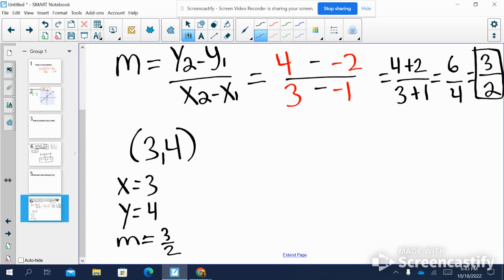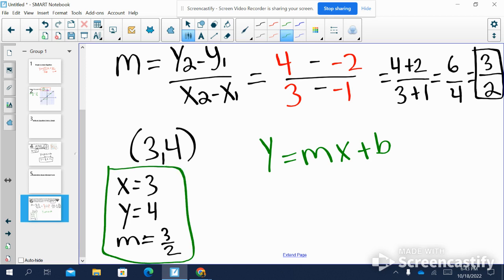Let's write the slope-intercept form. The slope-intercept form is y equals mx plus b. We're trying to find the y-intercept. That means we need to find the b. So in order to find the b, we need to know what the x, the y, and the m are. But we do know that from over here on the left. So I'm just going to substitute in the correct numbers into their places.